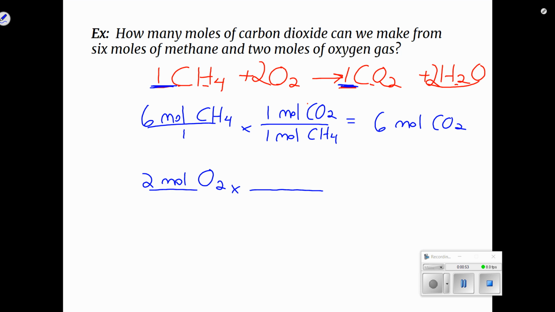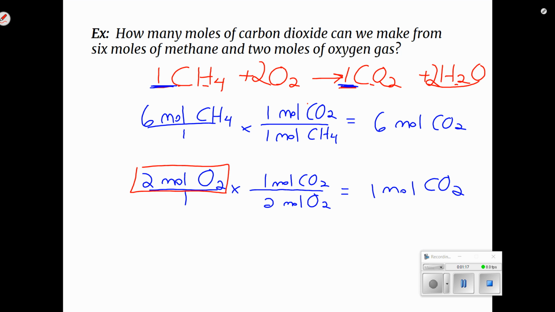For my second reactant, I'm comparing the two. I'll have 1 mole of CO2 for every 2 moles of oxygen gas. So with this one, I can only make 1 mole of CO2. So that tells me which one of my reactants is going to limit the amount of product. And my limiting reactant is going to be oxygen, because I can only make 1 mole of CO2.